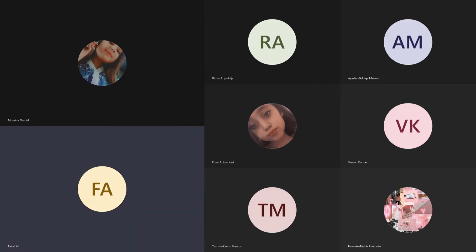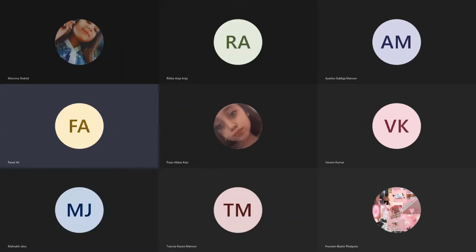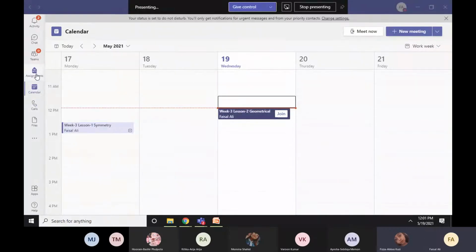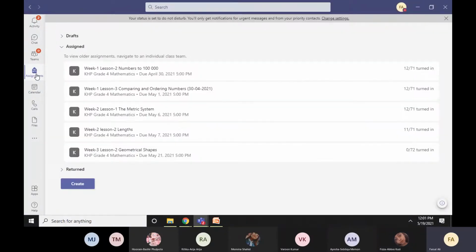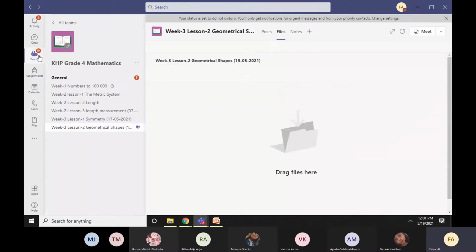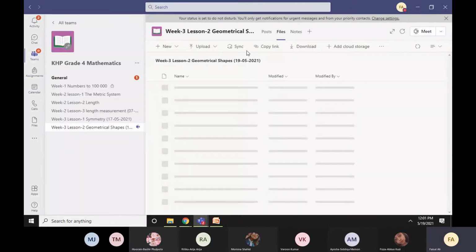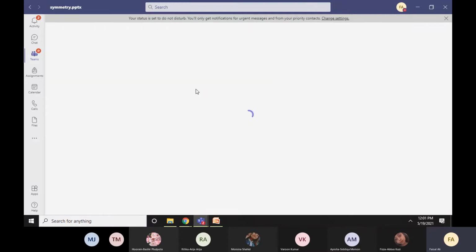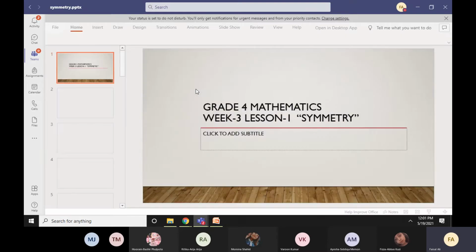Okay, so now we are starting our lecture. As you know, our lesson was symmetry. We were learning about symmetry. So for that reason I am opening the PPT, and today we are going to learn about geometrical shapes. But before that we will revise the previous topics as well.